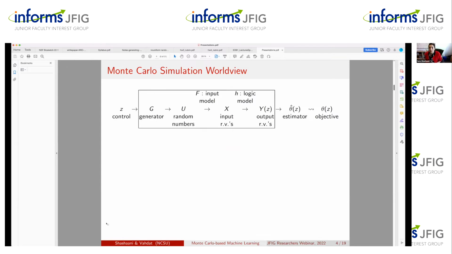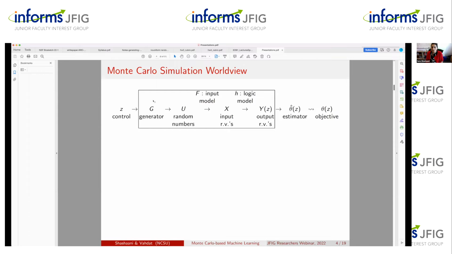And now my argument for this talk is that we have a much better chance of identifying these bias and variance quantities if we wear the glasses of Monte Carlo, right? So just to bring us all on the same page, here's what I see as the Monte Carlo simulation worldview. Many of you might be familiar with this.